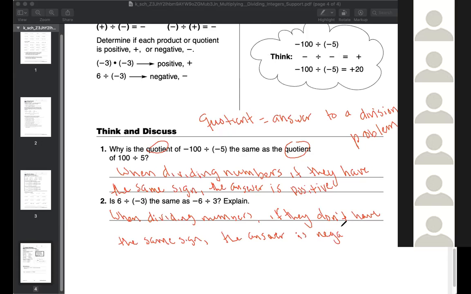All right, so if they do have the same sign, my answer is positive. If they don't have the same sign, the answer is negative. And that's the same for multiplication, right? When multiplying two numbers, if they have the same sign, the answer is positive. If they have different signs, the answer is negative. So that's the rule for multiplying and dividing. Pretty simple, pretty straightforward, not as complicated as adding and subtracting.